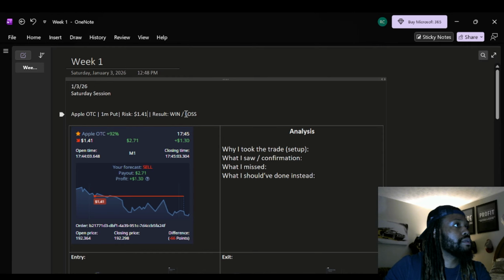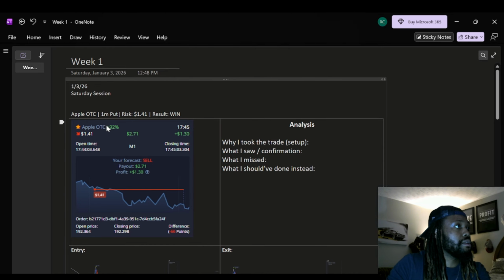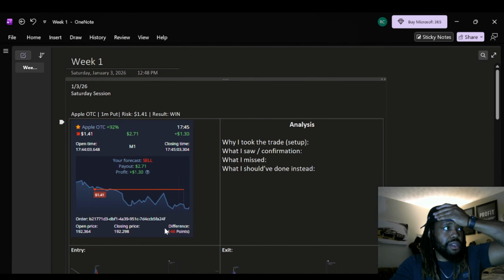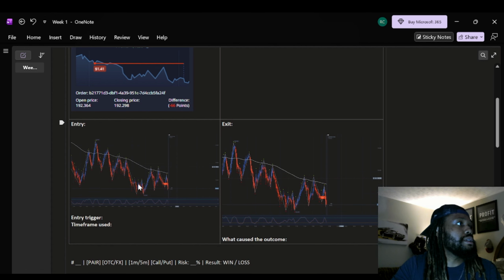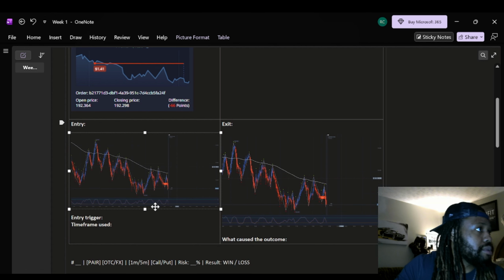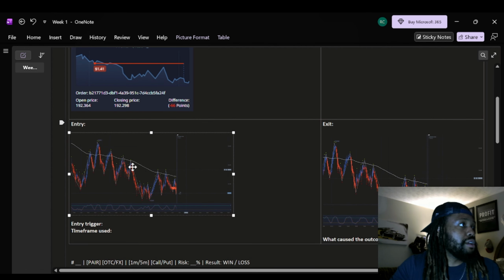$1.41. Result was a win. We won, baby. And then my analysis. So with this one, let's look at the trade. Let's look at the screenshot. Did I make it bigger? All right, so screenshot.